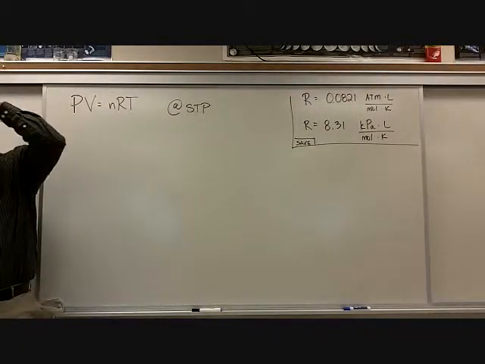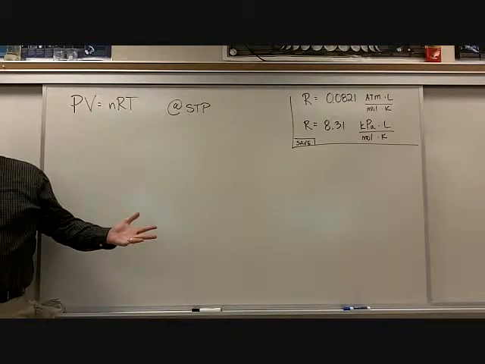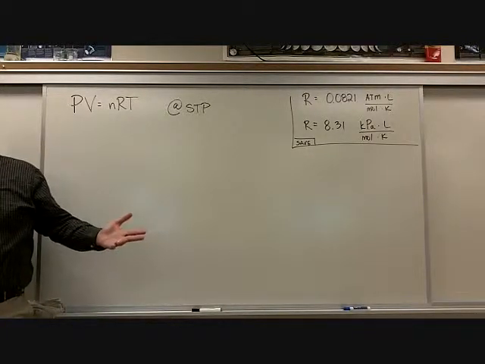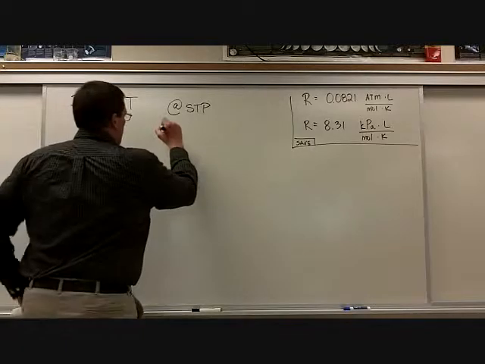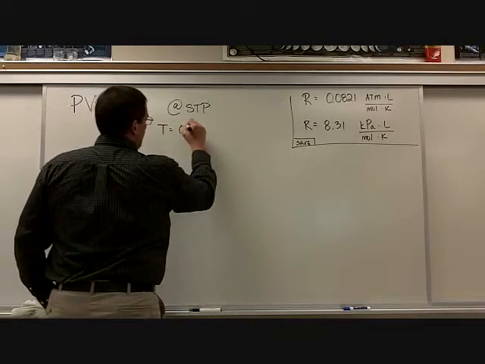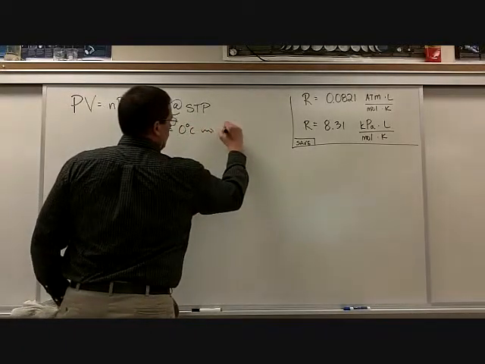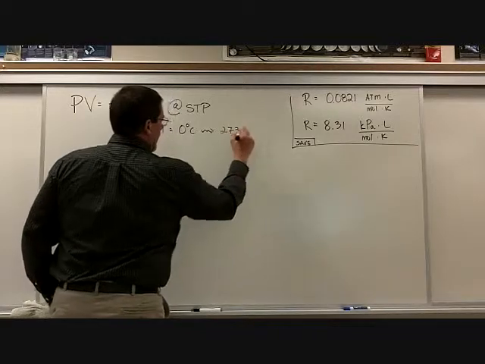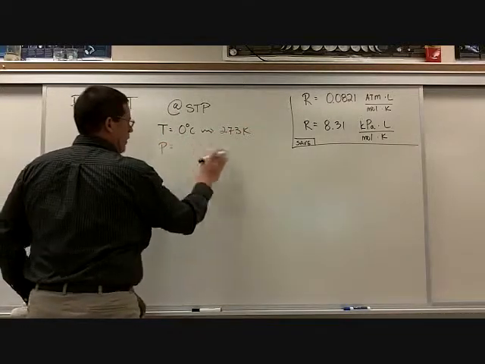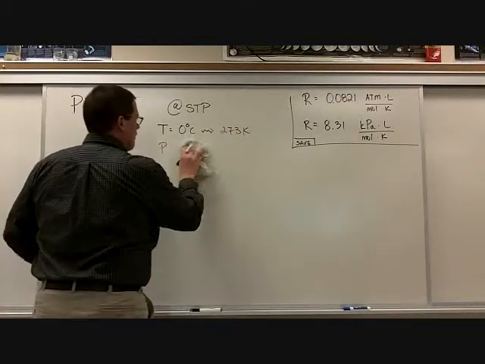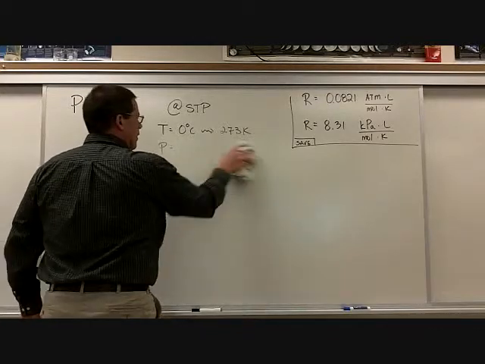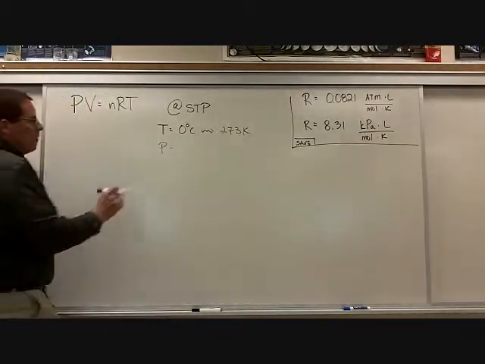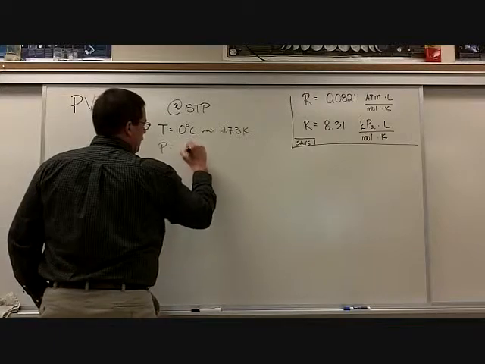All right, the next part, add STP. So what are the conditions? 0 degrees Celsius and 1 atmosphere. So the temperature is 0 degrees Celsius. Actually, it's 273 Kelvin. And the pressure, next page, oh yeah, the 4 is part of your homework. So the pressure is 1 atmosphere.